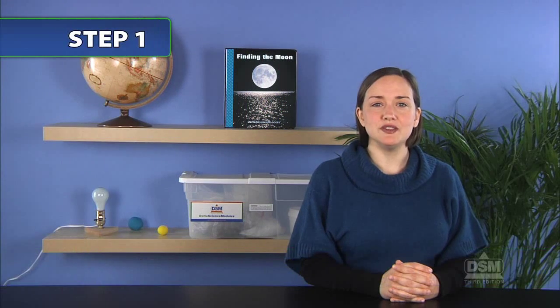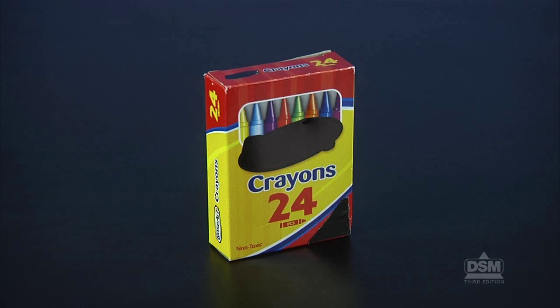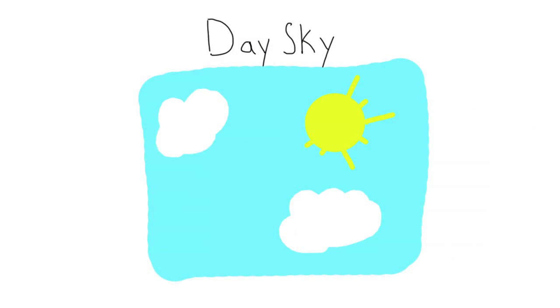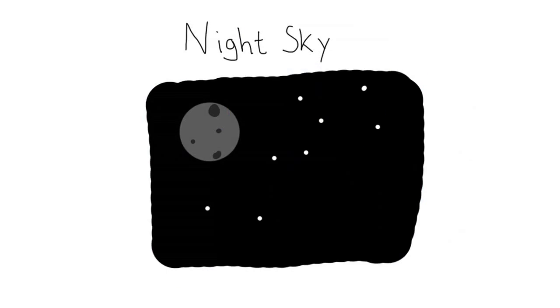To begin the activity, help students distinguish between the sun and the moon by comparing the elements of the daytime and nighttime skies. Then, hand out 2 sheets of white paper to each student and distribute a box of crayons to each team of 2. Tell students that they are to draw 2 pictures, one showing the sky during the day and the other showing the sky at night. Have students label their drawings day sky and night sky.